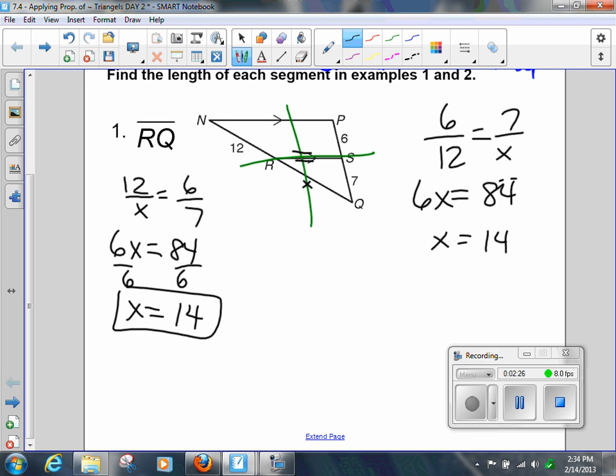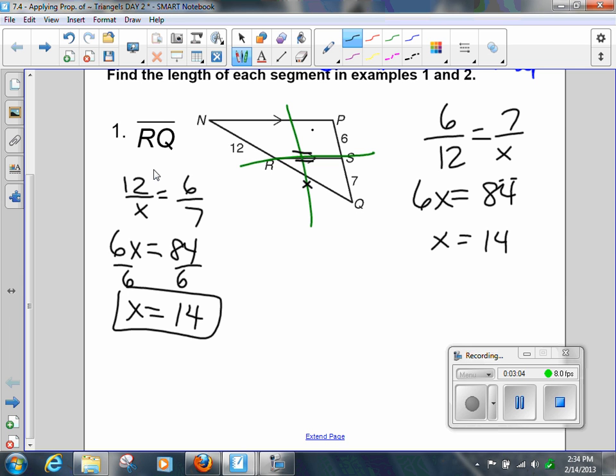Doesn't matter. What can you not do? You can't go across the diagonal. I can't go x to 6 and 7 to 12 or vice versa. I never want to go diagonal in this. We just go 12 over x is equal to 6 over 7. And then once you have your proportion set up, then you can cross multiply. But when you set up your proportion, you never want to go 12 over 7 is equal to 6 over x. That's not going to give you the right answer.